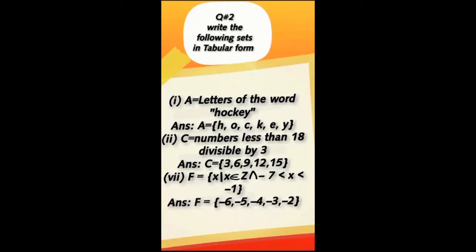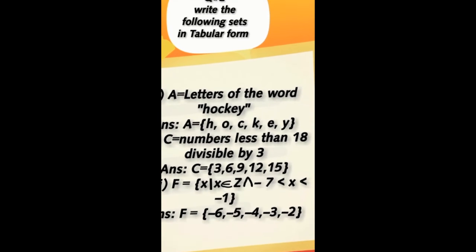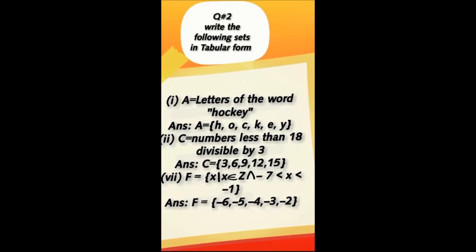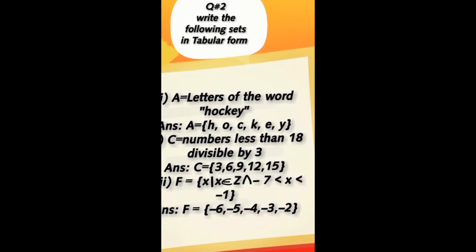less than 18 and divisible by 3. So it will be its tabular form. Seventh part of the question is x such that x belongs to Z, which are integers, and -7 < x < -1. So x are the elements which are between -7 and -1. So its tabular form will be -6, -5, -4, -3, -2.